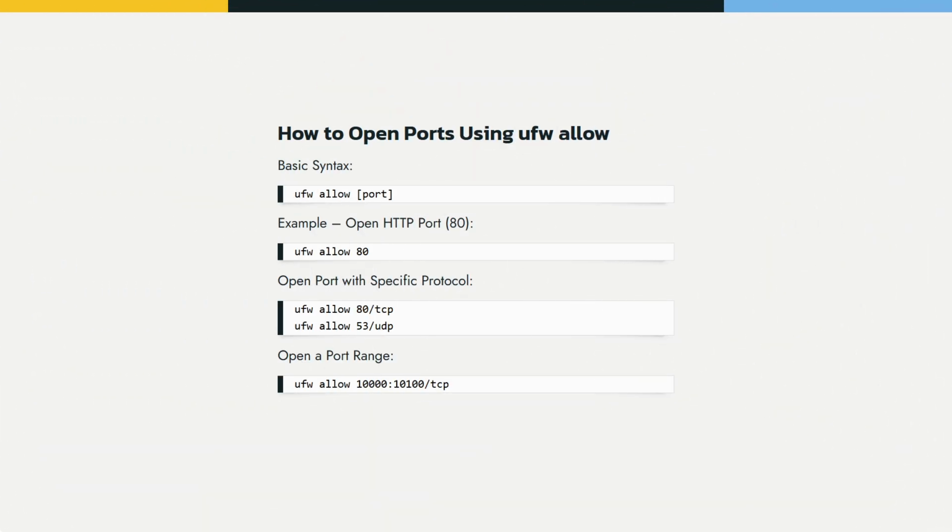The command to open ports is UFW allow followed by the port number. For example, to open port 80 we can type UFW allow 80. Here the protocol is optional. What happens if you don't specify the protocol is that UFW will open the port for both TCP and UDP.